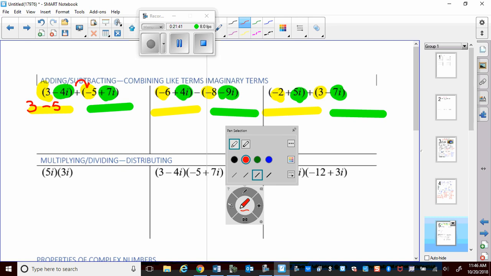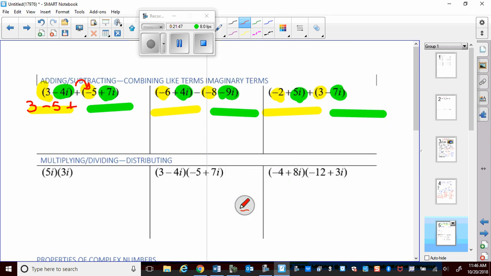This plus distributes to a negative 5. Plus, let's just say plus, negative 4i's plus 7i's. Okay? Combining like terms, I get negative 2 plus 3i's. Here's my final answer.